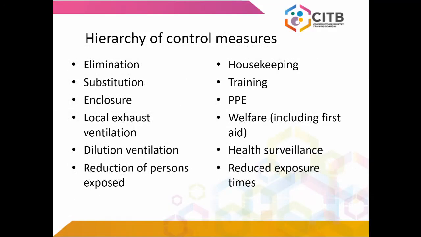Here we have a hierarchy of control measures for keeping employees safe. Elimination, substitution, enclosure, local exhaust ventilation, dilution ventilation, reduction of persons exposed, housekeeping, training, PPE, welfare including first aid, health surveillance, and reduced exposure times.